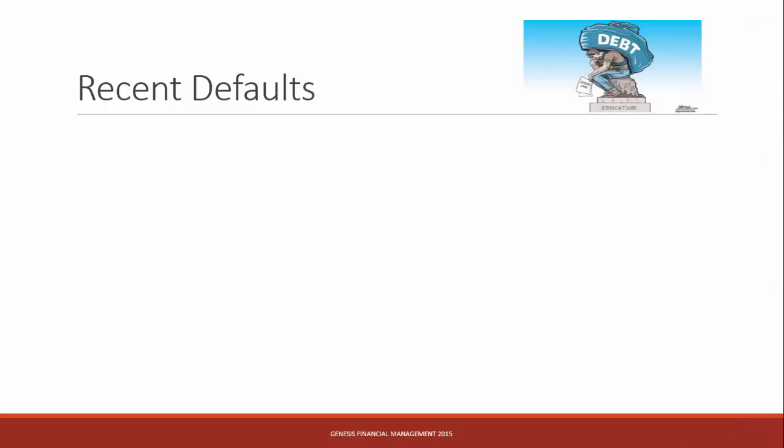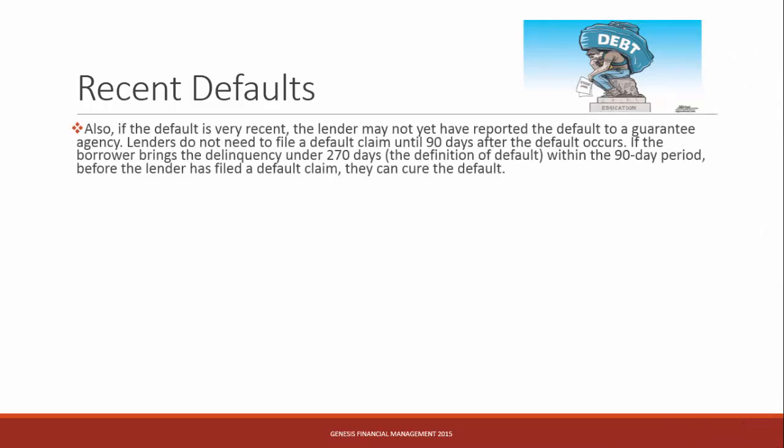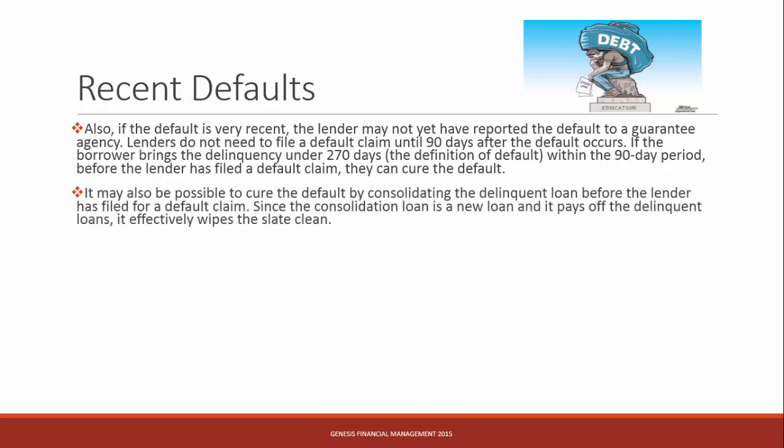Recent defaults. Also, if the default is very recent, the lender may not have yet reported the default to the guarantee agency. Lenders do not need to file a default claim until 90 days after the default occurs. If the borrower brings a delinquency under 270 days, the definition of default, within the 90-day period before the lender has filed a default claim, they can cure the default.